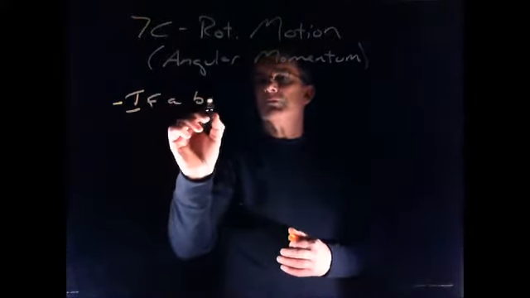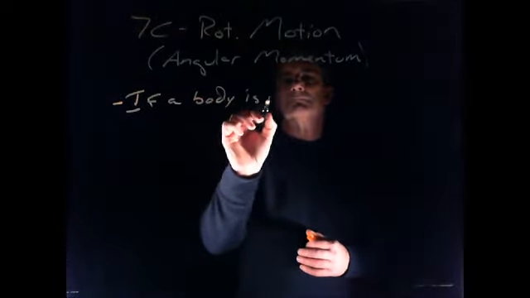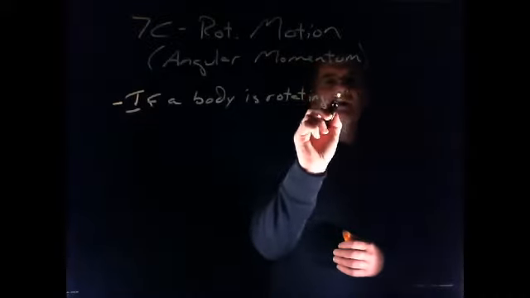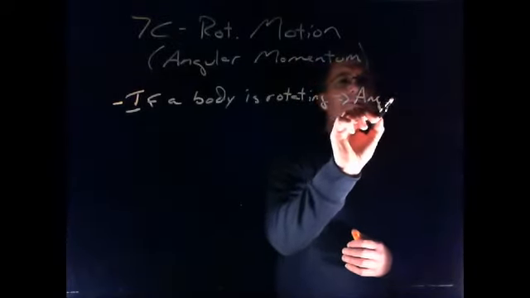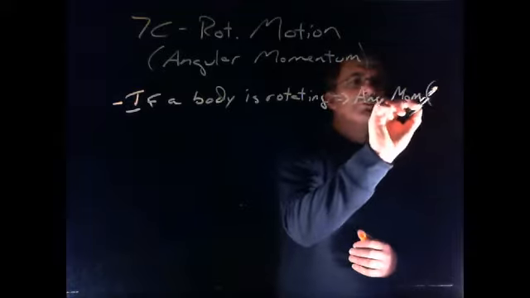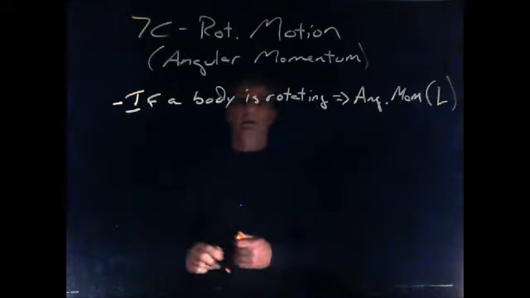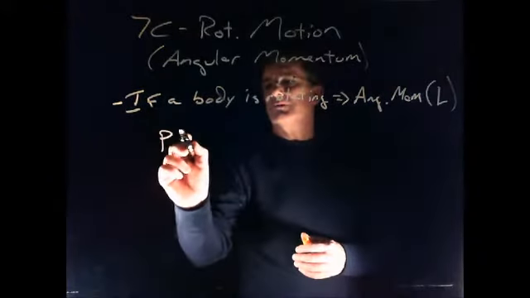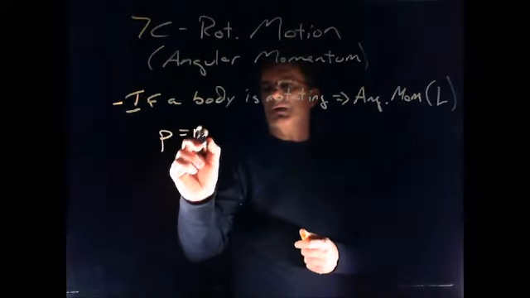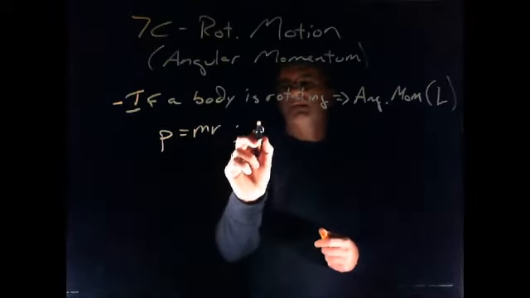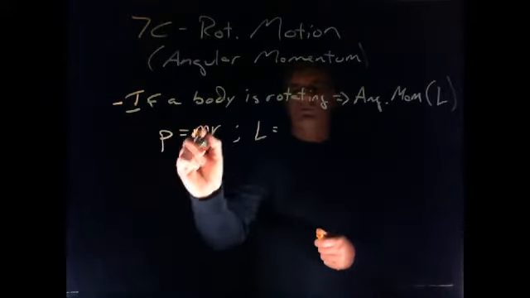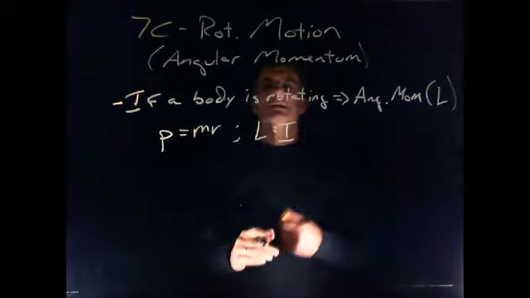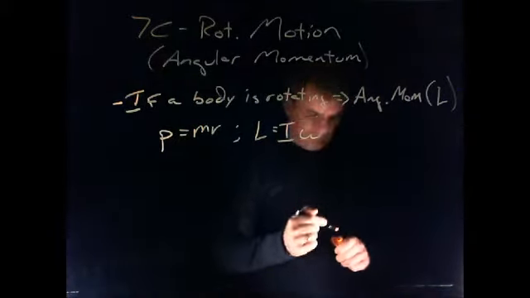If a body is rotating, if it's moving rotationally, we have angular momentum. Remember, our symbol for angular momentum is capital L. Why? I don't know. If we think about linear momentum is mass times velocity, angular momentum is rotational mass, I, my rotational inertia, times velocity, omega.